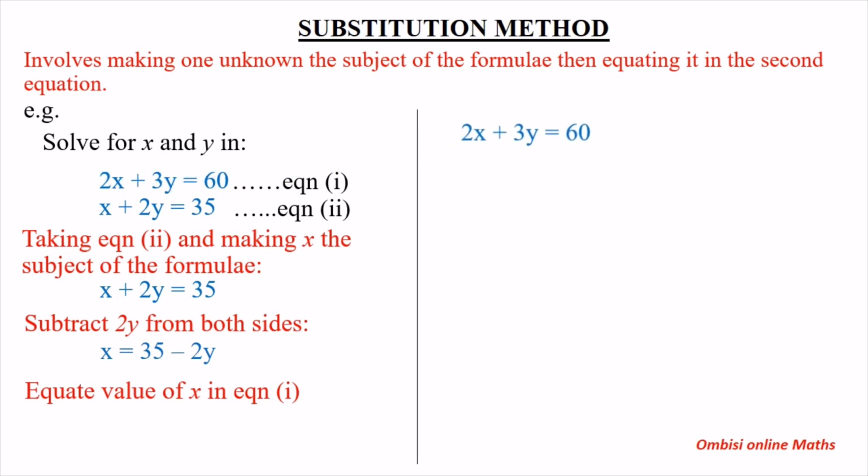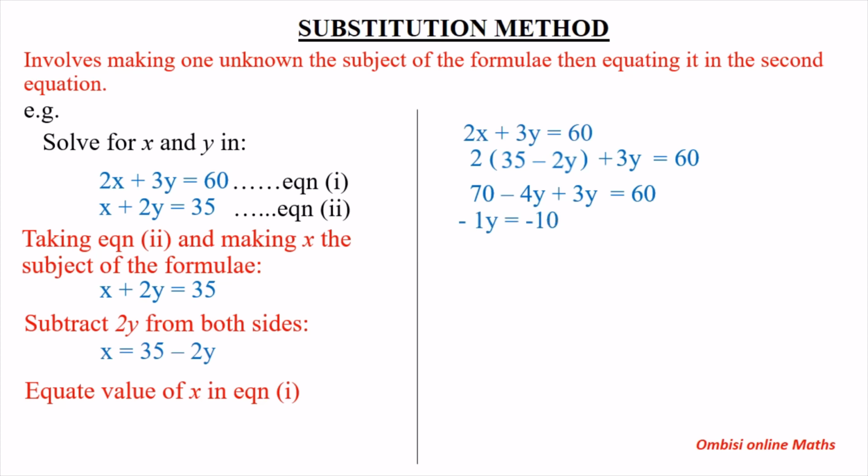Now, we have equation 1 as 2x plus 3y equals 60. So it goes ahead and we have 2 times the value of x, which is 35 minus 2y, plus 3y equals 60. So you end up with 70 minus 4y plus 3y equals 60, which translates to negative 1y equals negative 10. Divide by negative 1 both sides, and you end up with y equals 10.